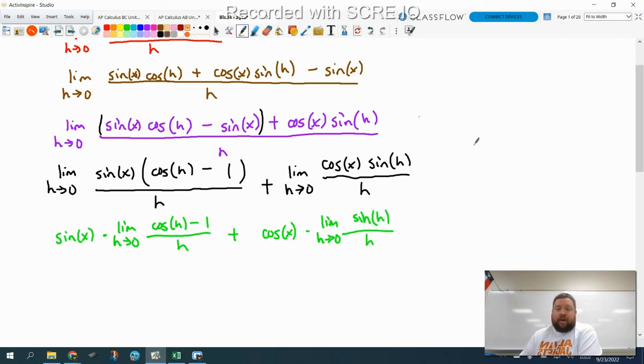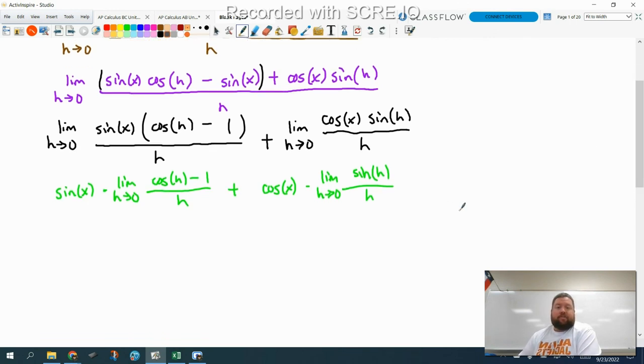Hopefully you recognize these two limits. These are special. These are ones you should have memorized. This limit of cosine h minus 1 over h, we might have written with the numerator backwards, 1 minus cosine h over h instead, but that doesn't matter. I could have just taken out a negative from the top and it would switch them. It doesn't matter because this limit is equal to 0. So we have sine x multiplied by 0, and over here, this limit should be even more familiar to you because we see it more often. The limit as h approaches 0 of sine h over h is equal to 1. So the 0 cancels out that first term, and we are left with cosine x.